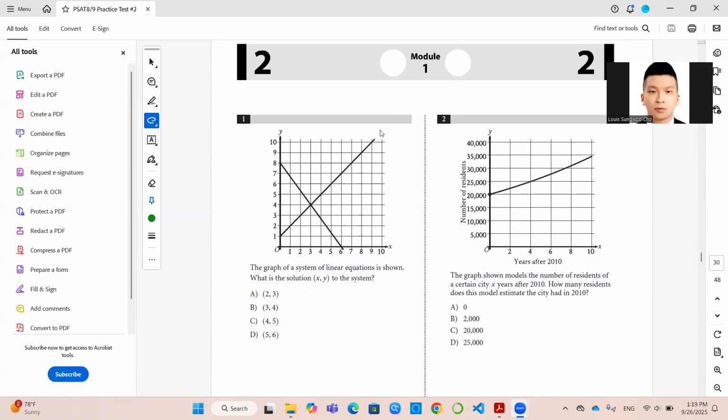The graph of a system of linear equations is shown. What is a solution (x, y) to the system? Solution means the intersection point. So (3, 4) is where the two lines meet. So B is the correct answer.